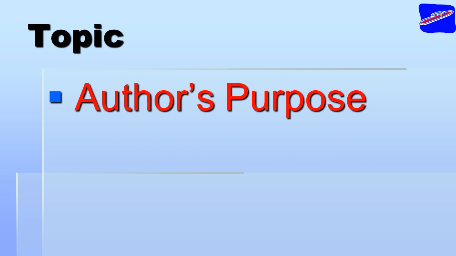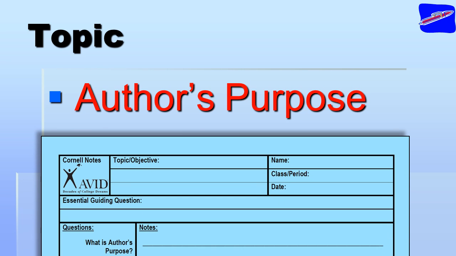Our topic, which will go at the top of your Cornell notes, is author's purpose. You want to write that just at the top of your Cornell notes where it says topic and objective. You'll also want to include your name, class and period, and today's date.